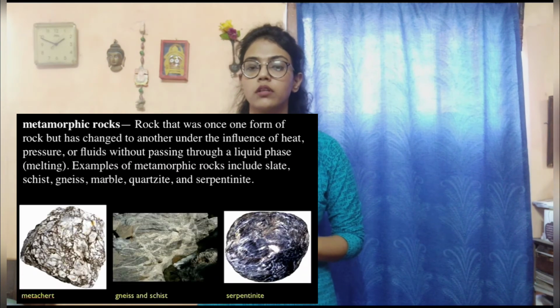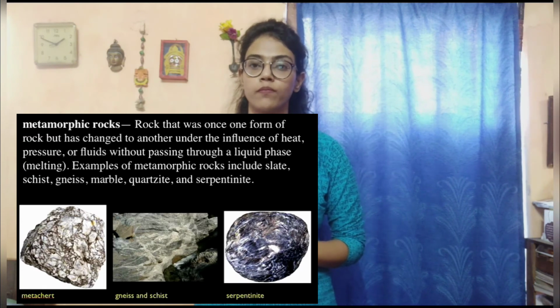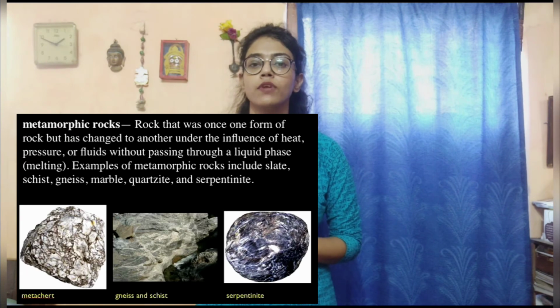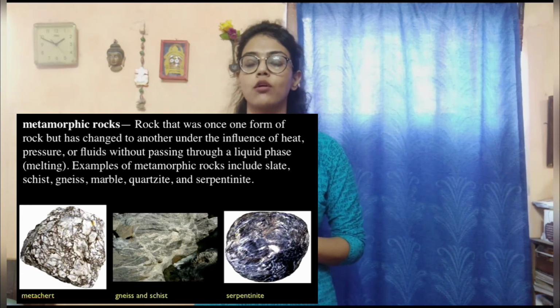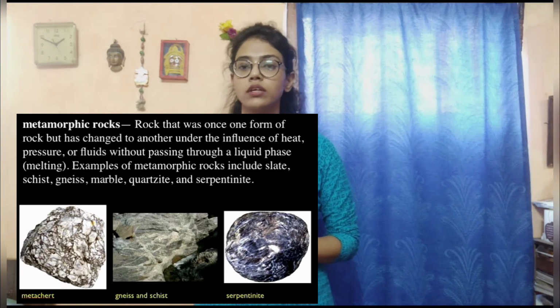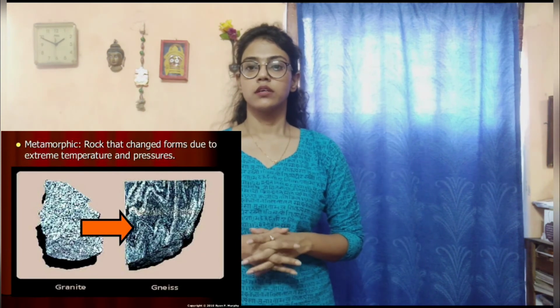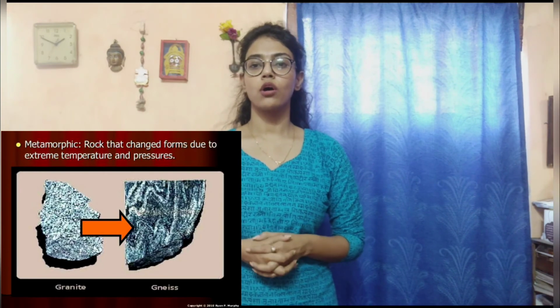Last one is the metamorphic rocks. Metamorphic rocks are formed by the process of metamorphosis, and this word metamorphosis means change of form. In metamorphic rocks, we can see the changes of the pre-existing rock or the parent rock, means the igneous rock, or the secondary rock, means the sedimentary rocks. These are changed into the new rock. These are called the metamorphic rocks.